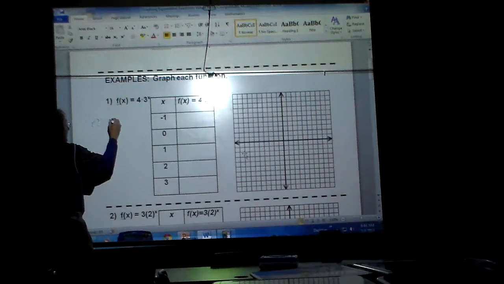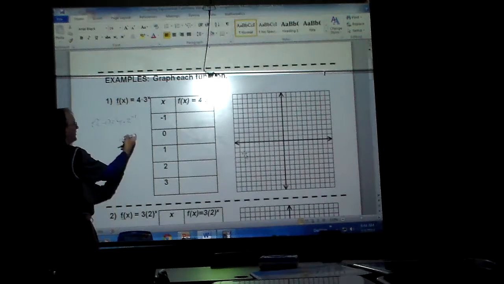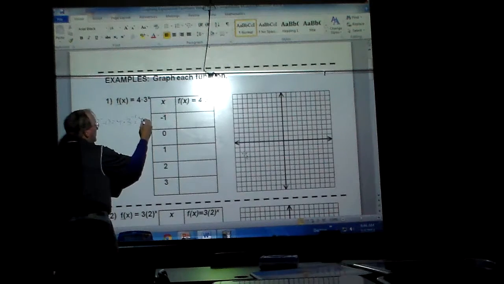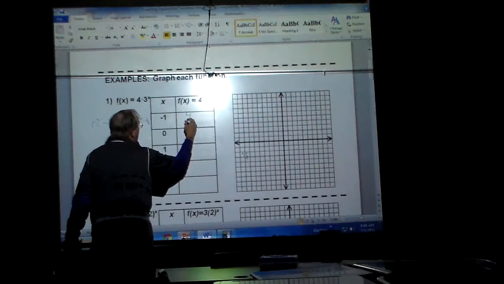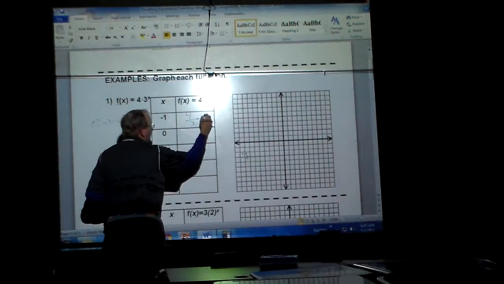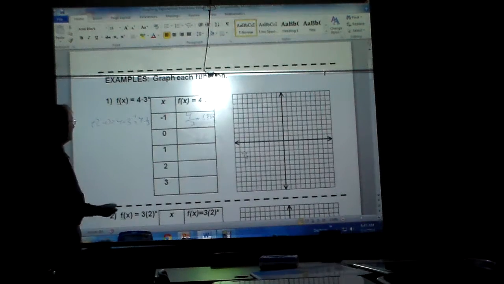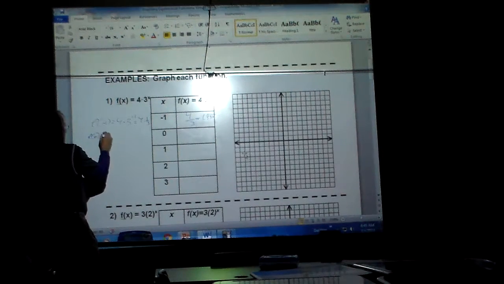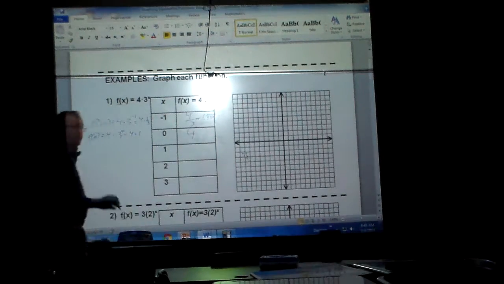Remember, f of -1 will be 4 times 3 to the -1 power. That is the same thing as 4 times 1/3, which would give me an answer of 4/3, all right? Or if you wanted to have a decimal, it would be 1.333 repeating. I'll make it a little easier when we come to graphing. To do f of 0, we'll have 4 times 3 to the 0 power. Well, remember, anything to the 0 power is 1. 4 times 1 is 4.